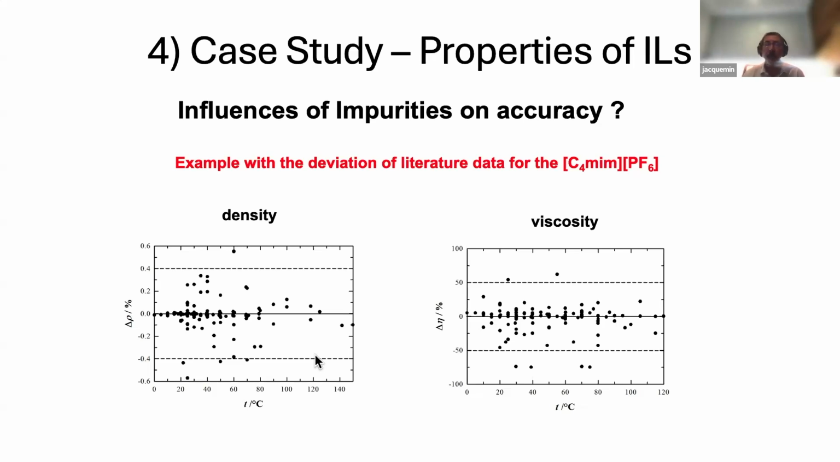But before moving into this, we need to have an idea of the meaning of the properties. Directly from this data extraction, we can get a parity plot. This is density at atmospheric pressure as a function of temperature in Celsius, and viscosity is the same, for the same ionic liquid, C4MIM PF6. As you can see in this plot, some data are very far outside what we can expect from the uncertainty of the density, which normally should be within 0.1% according to the equipment. For the viscosity, it's even worse.